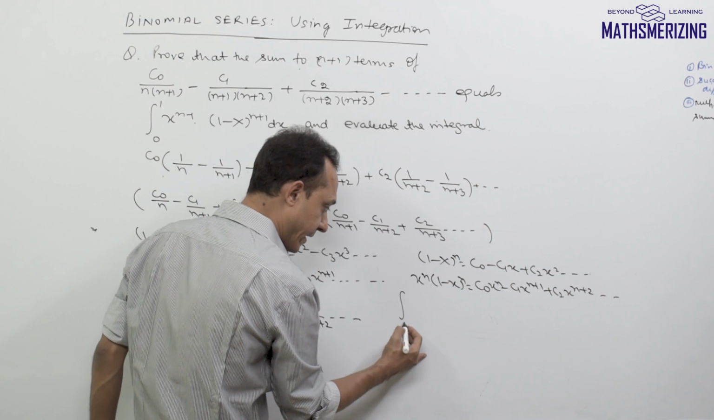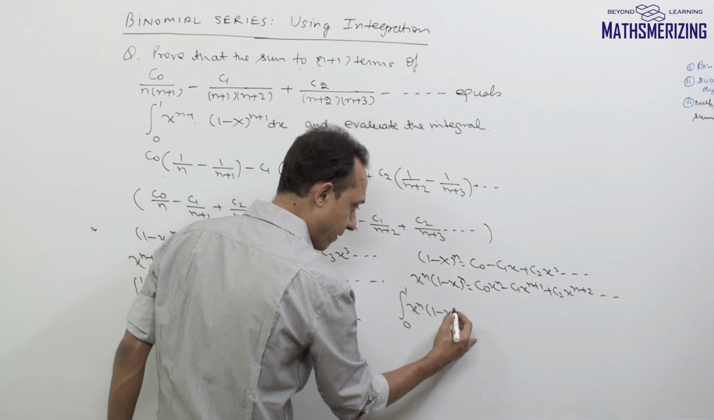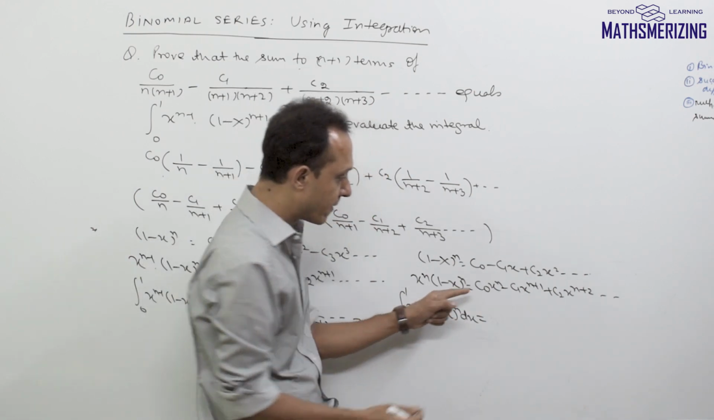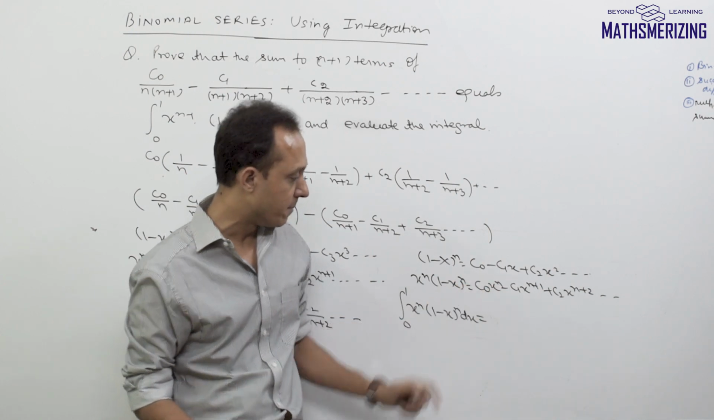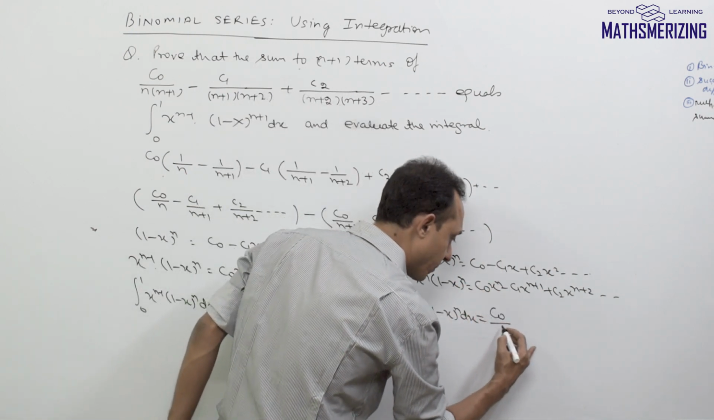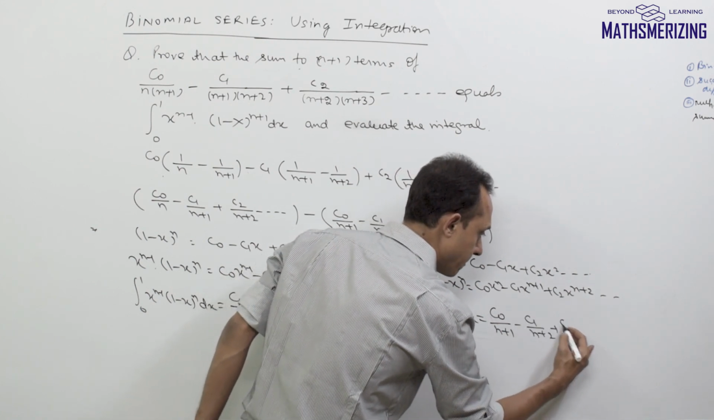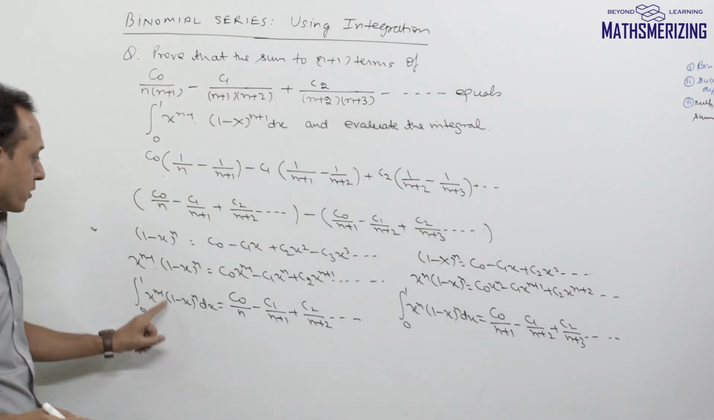So if I integrate, I'll write from 0 to 1 x to the power n into (1 minus x) to the power n dx. And here if I integrate from 0 to 1, it'll be x to the power n plus 1 upon n plus 1, and from 0 to 1 it'll be simply 1. So I'll write c0 upon n plus 1 minus c1 upon n plus 2 plus c2 upon n plus 3. So I've got the result for two separate series.